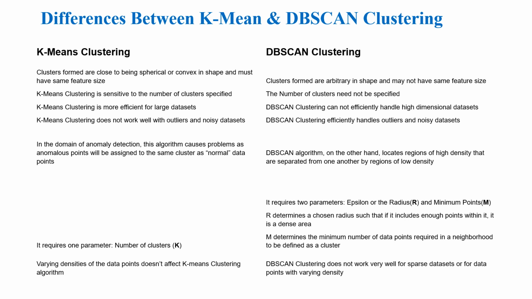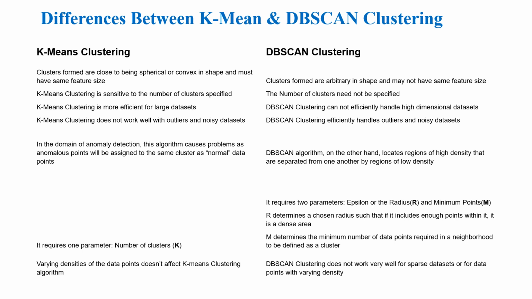Differences between k-means and DBSCAN clustering. K-means clustering: clusters formed are close to being spherical or convex in shape and must have the same feature size. K-means clustering is sensitive to the number of clusters specified when you start. K-means clustering is more efficient for large data sets. It does not work well with outliers and noisy data sets, which DBSCAN clustering does.